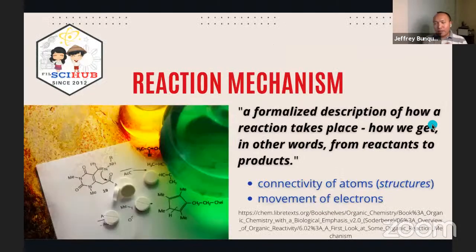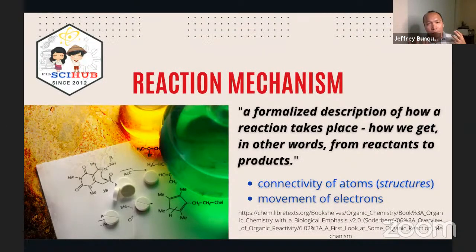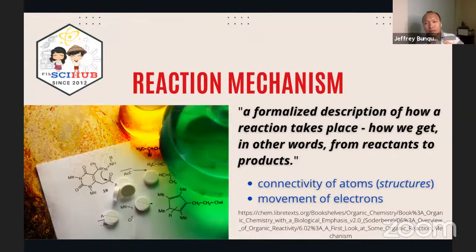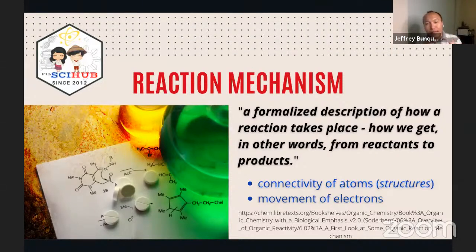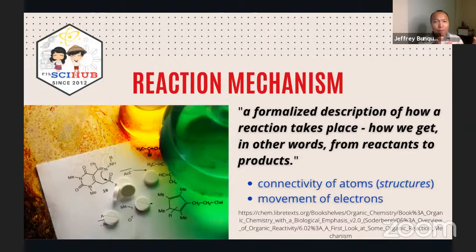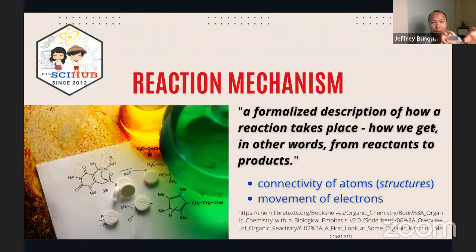All right, so let's start with a definition of reaction mechanism. So how is reaction mechanism defined? So a reaction mechanism is a formalized description of how a reaction takes place. So essentially, it talks about how we get from reactants to products. So ano ba yung pinagdadaanan? Ano ba yung mga steps that chemical species undergo during a reaction for them to form the final product?